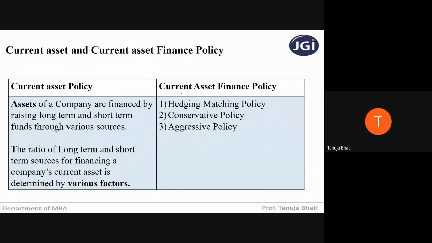Now, in that hedging matching policy, in this strategy, your permanent current assets and your fixed assets will be financed by your long-term sources of finance, and your temporary current assets will be financed by your short-term sources of finance. So, in hedging matching policy, how are you going to take the mix or combination of long-term and short-term? Long-term sources you're going to use for permanent current assets and fixed assets, and short-term sources you're going to use for temporary current assets.